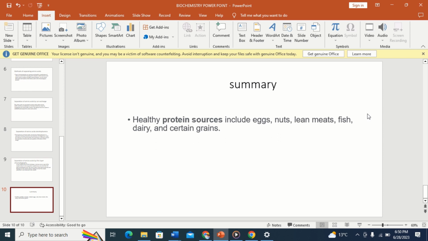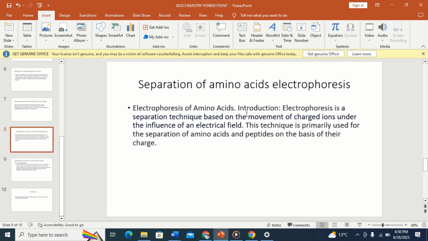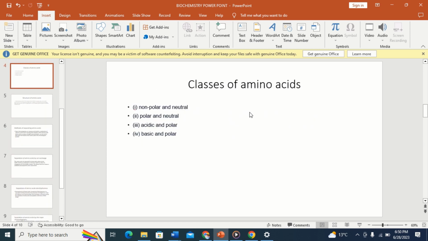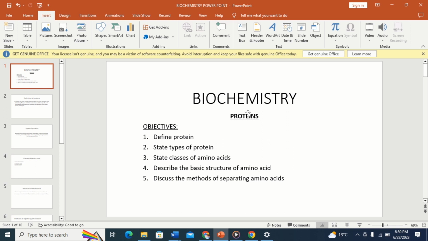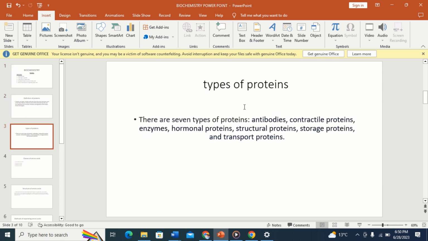Then we have lean meat, just meat. Meats are always sources of proteins. Then we have fish. Fish is also a source of protein. Then we have dairy products. Maybe you can have that cow, slaughter it, and then you eat it as meat, or you go for the milk product. Those ones are also examples of proteins that we have. Then we have certain grains. Some of the grains can also contain these proteins. So today we have learned.